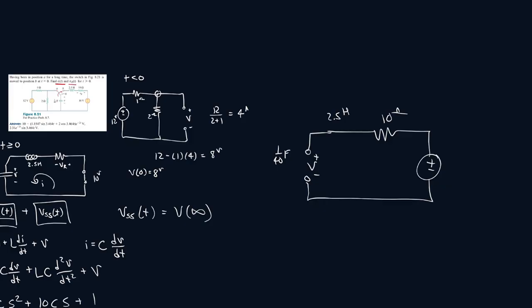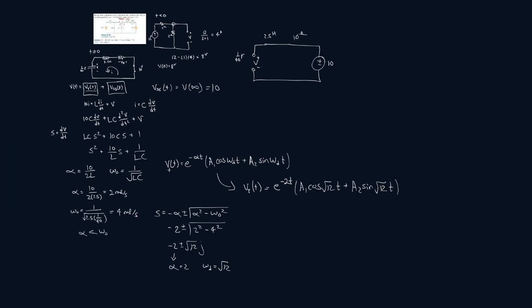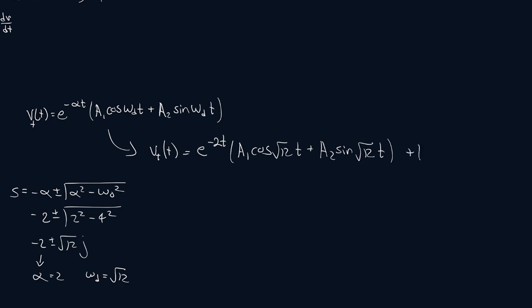So obviously, since there's no current passing through here, this is going to be useless. And since this was 10 volts, this is just going to be 10. So now what we have to do is just add 10 to this, and that's going to be your V2 value. Okay, so it looks good. Now we can solve for A1 and A2.